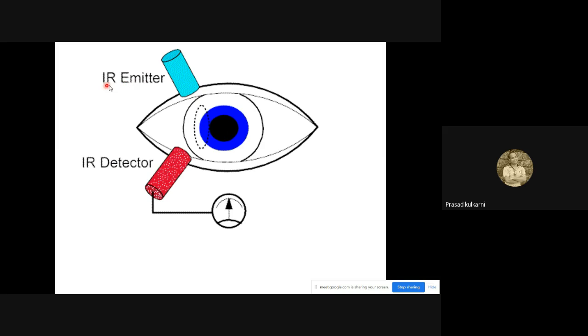IR emitter, infrared emitter and infrared detector. This is used for measuring the condition of your eye diameter. This is used for checking the number of your eye. So expansion and contraction of your eyeballs can be measured by the IR emitter, and the IR detector is used for measuring the smallest count or smallest change in your eyeball diameter.